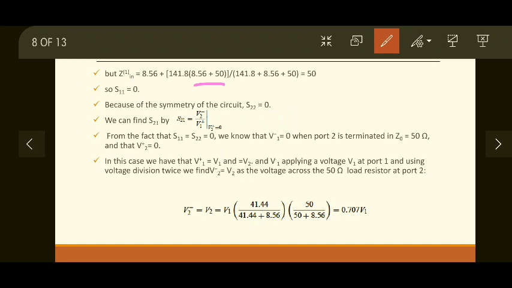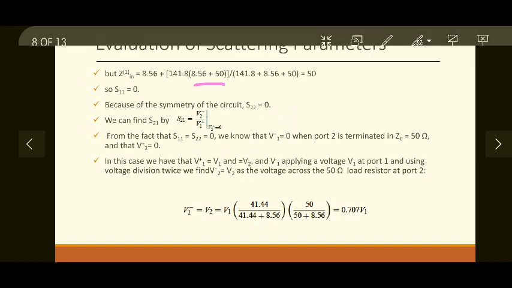Because of symmetry, as we have seen, the network exhibits a symmetrical structure. As we know, S11 is just found out to be 0. Now S22 is also 0 because of the symmetrical property. We can say that. Now we have to find S12 and S21. So how to find S21?